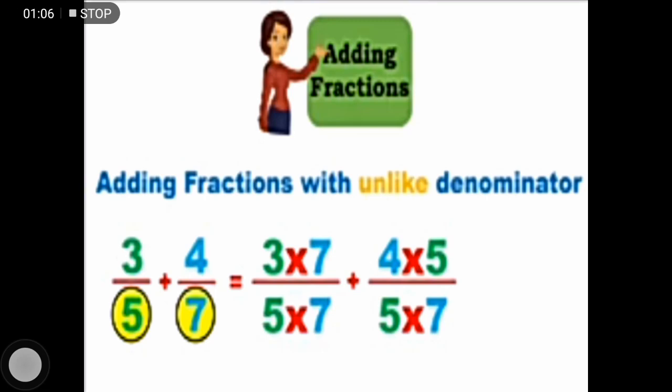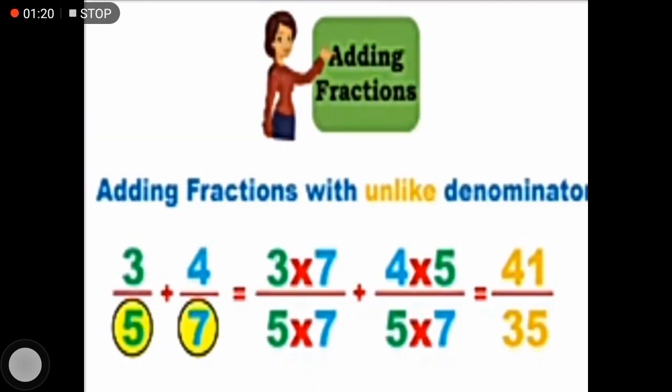We are going to multiply the denominator of the second fraction, that is 7, with the first fraction, that is 3 over 5, and we are going to multiply the denominator of the first fraction, that is 5, with the second fraction. How are we going to solve it then?